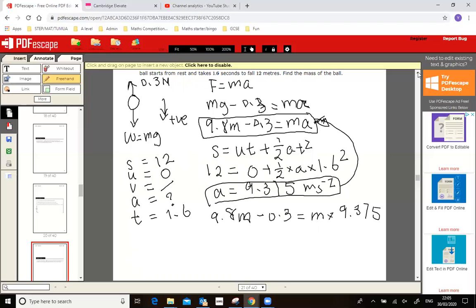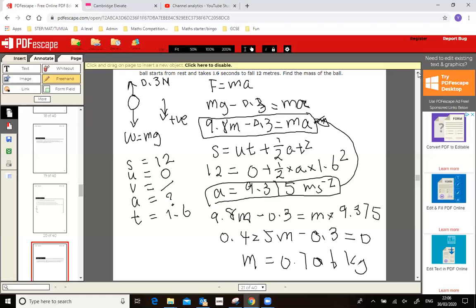So we can then subtract 9.375 m from the left-hand side, and that will leave us with 0.425 m minus 0.3 equals 0. So with your calculator, you can very quickly work out m equals 0.706 to 3 significant figures, and the unit is kilogram.